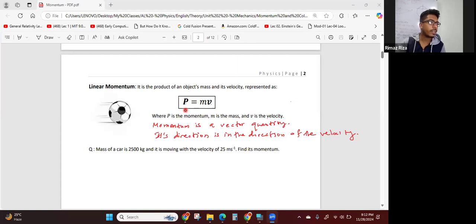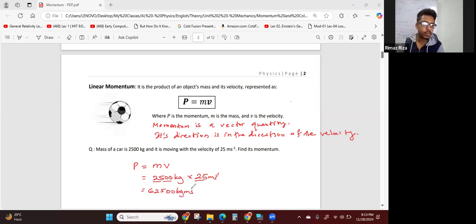So here simply we can find the momentum by taking the mass times velocity, mv. So the mass is 2,500 kilogram, and the velocity is 25 meters per second. So 25 into 25 is 625, and then followed by two zeros, kg m s minus 1.